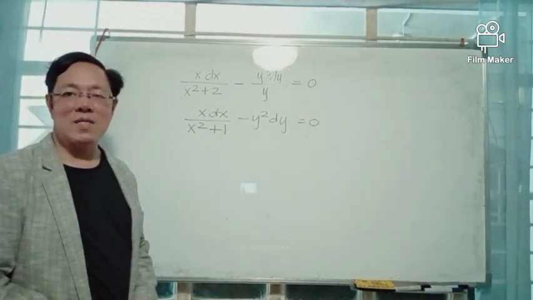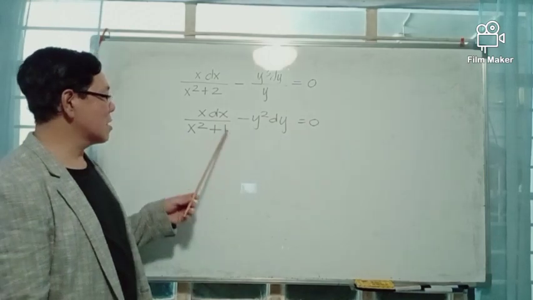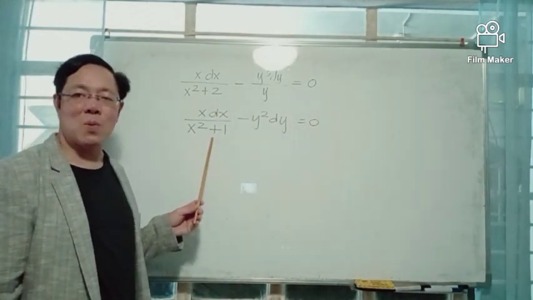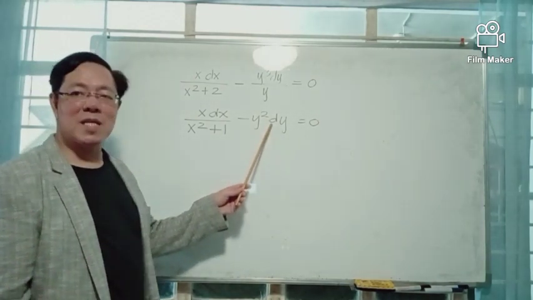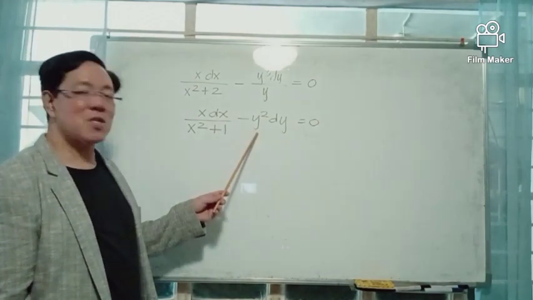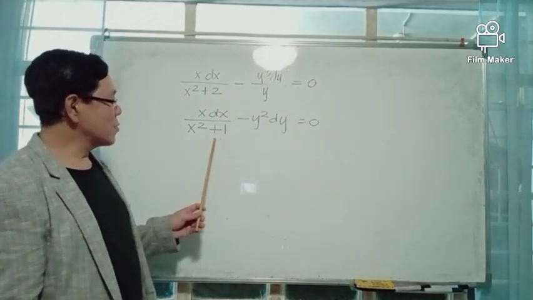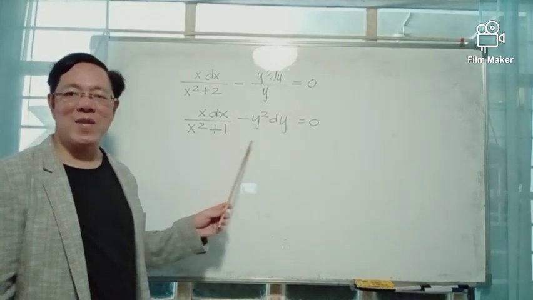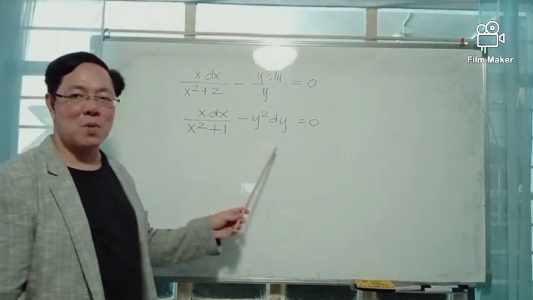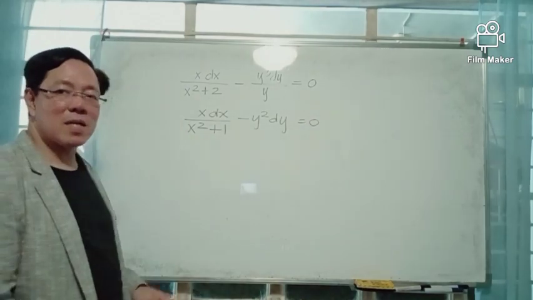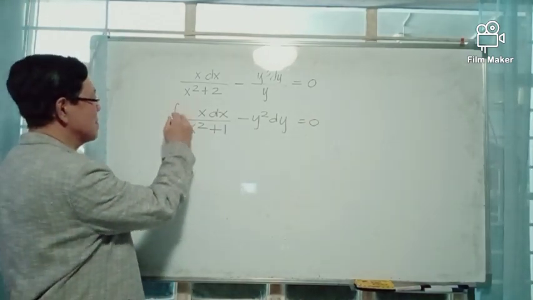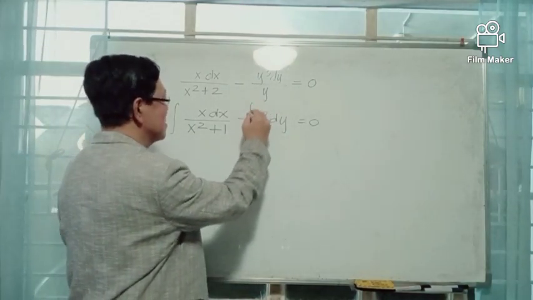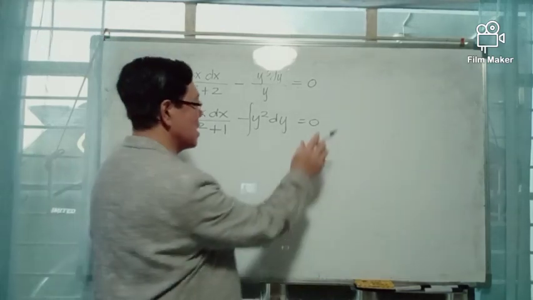Now we say that the variables have been separated because the coefficient of the differential of x is now a function of x only, and the coefficient of the differential of y is a function of y only. Thus, we can now obtain the solution or general solution of this differential equation by integrating both sides. The first term we integrate with respect to x. The second term we integrate with respect to y. And the right-hand side we integrate 0.